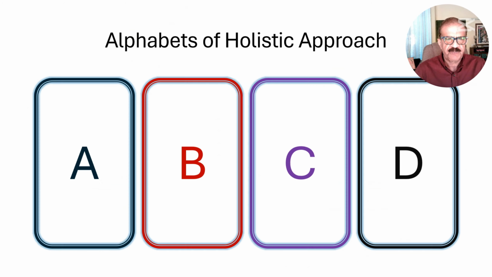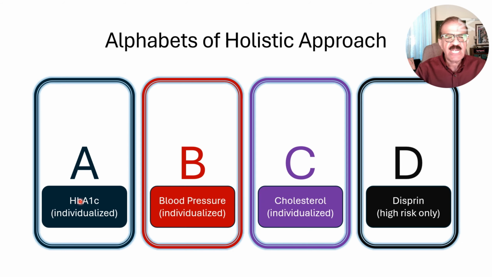Translate into practice. So these four alphabets A, B, C, D of course can be easily remembered, and A stands for A1C. A is derived from HbA1c, and that means glucose control. And this HbA1c should be individualized. As far as ADA guidelines are concerned, for majority less than 7, but in some individuals you should achieve better one.